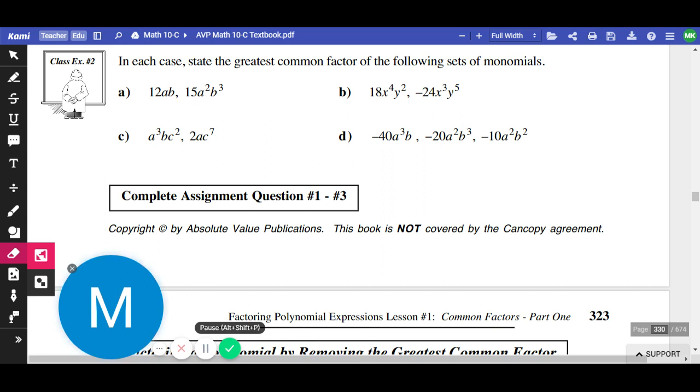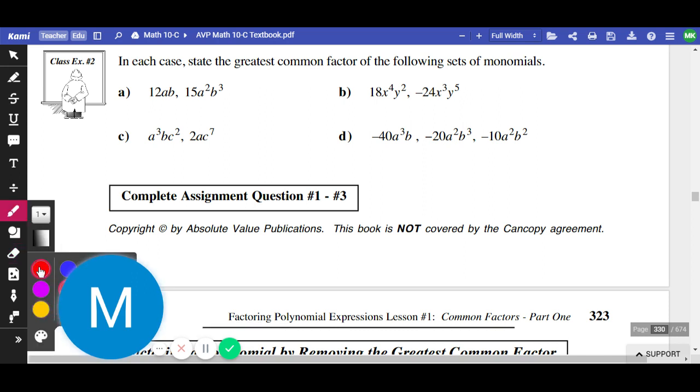So if you look at 12ab and 15a squared b cubed, and you're looking for the greatest common factor, you break it into chunks, right? Numbers first, letters next. So if I look at this guy, 12 and 15, the biggest number that divides into both those is 3. If I look at my letters next, a squared, the most number of a's I can take out is a. If I look at my next letter, I have b cubed. The most letters I can take out is just b to the power of 1. Right? So lowest exponent is what I can take out.